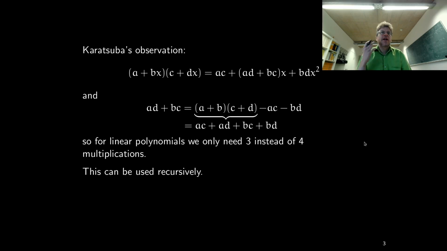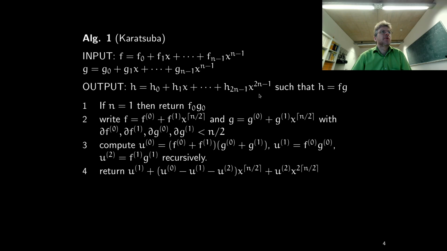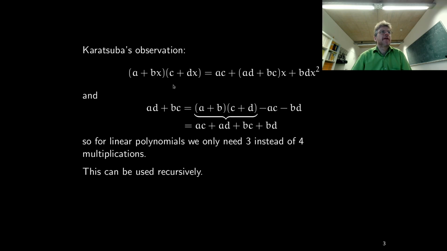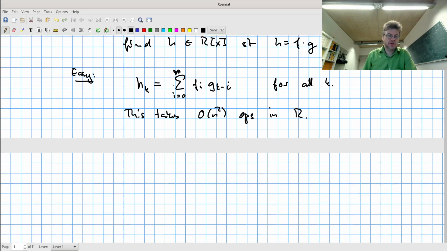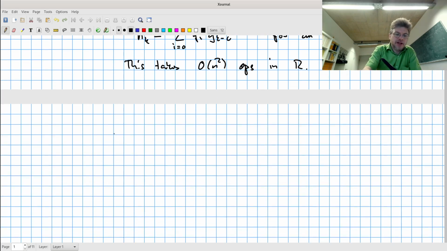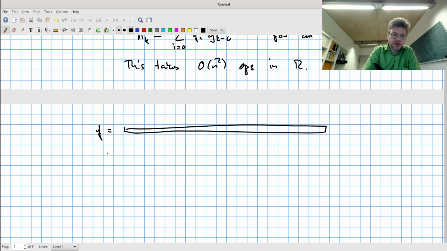So that doesn't help very much, because we care about big polynomials and not about polynomials of degree 1. But the idea is to do this recursively. So you take a big polynomial and you split it into pieces. So you have the f, maybe it looks like this. And the g as well.